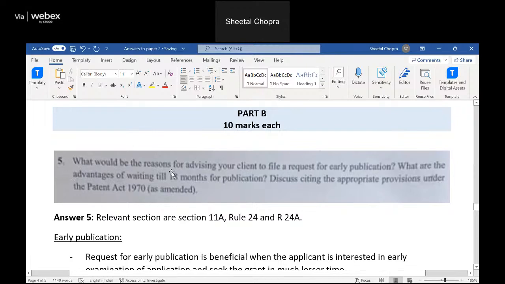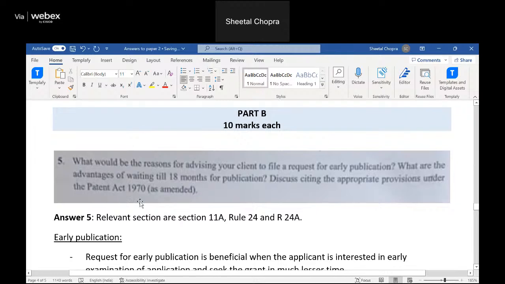Question number 5: What would be the reasons for advising your client to file a request for early publication, and what are the advantages of waiting till 18 months for publication? Discuss citing the appropriate provisions under the Patent Act. So there are 2 questions within this question number 5.